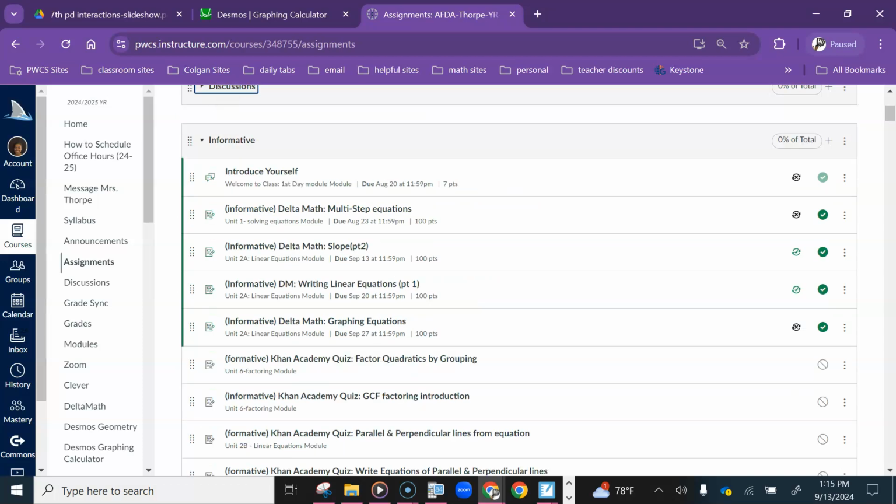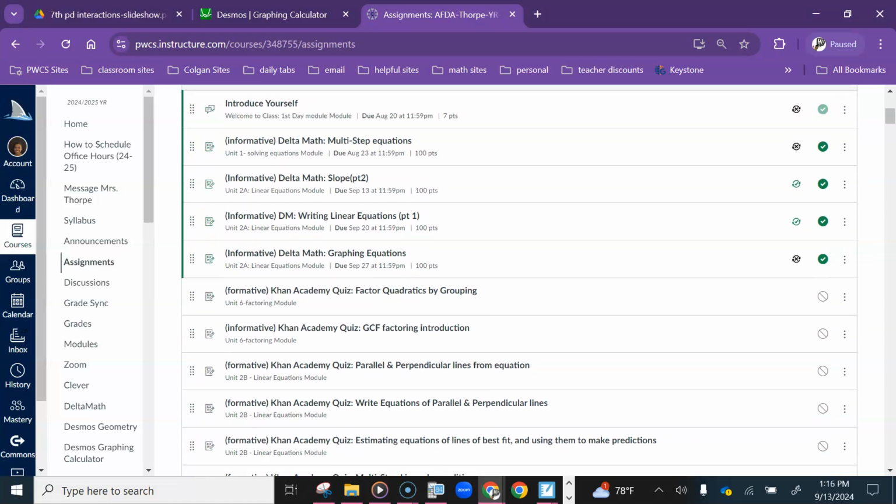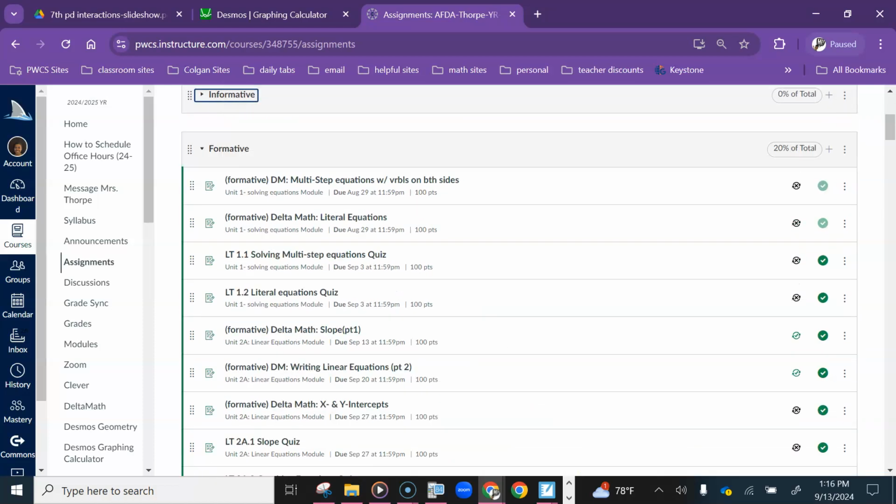If you were not here last class, you also need to do the formative slope. That's part 1. So if you were not here last class, also do slope part 1. But if you were here last class and you finished that, slope part 2. If you didn't finish slope part 1, also be working on that. If you need our help, please raise your hand.